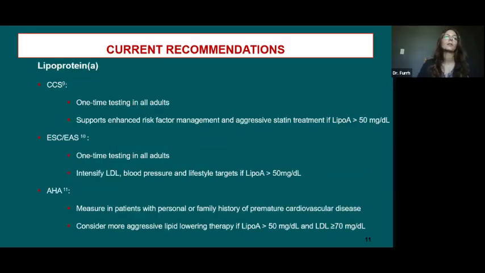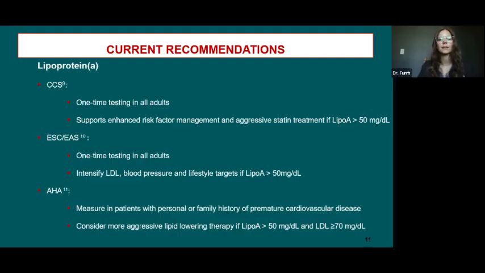Now, looking at lipoprotein A, the Canadian Society recommends one-time testing in all adults, and that phrase one-time testing is recommended because we discussed it's mainly genetically regulated and not very affected by lifestyle changes. So it remains pretty constant. So it's really a one-time risk assessment to know your risk factor. But after that, until we have an approved drug and can target it, it's not going to change.